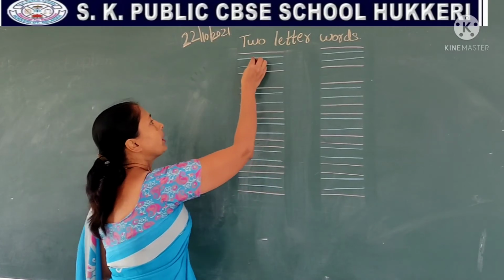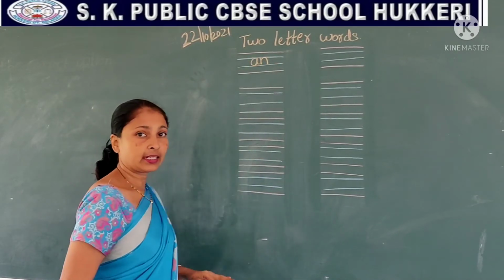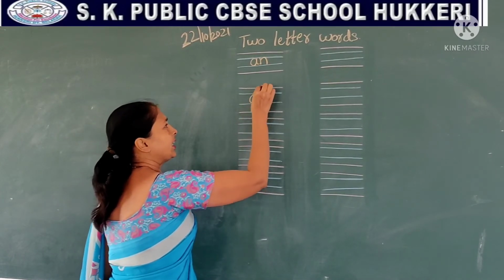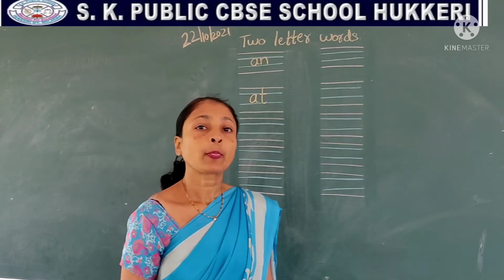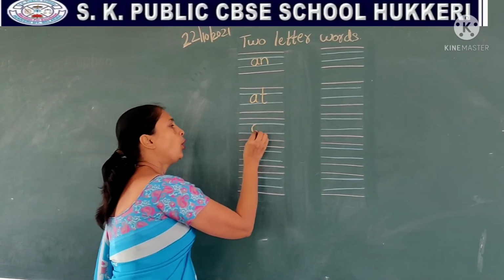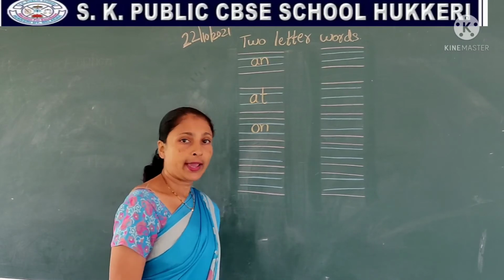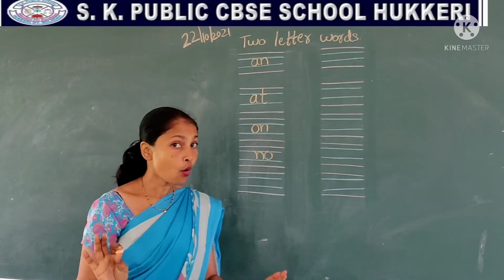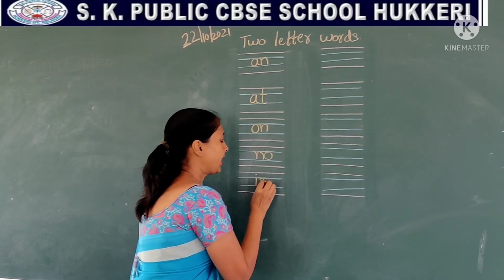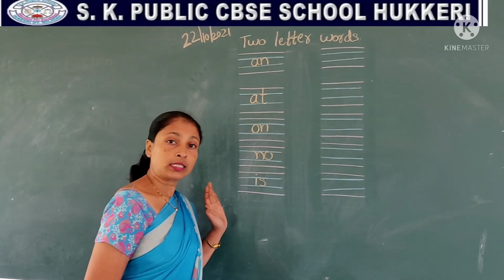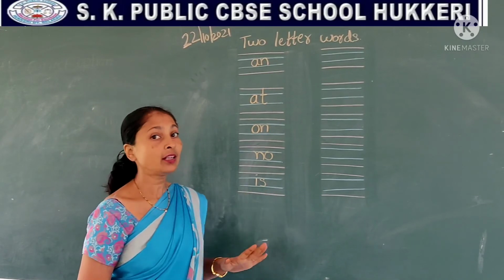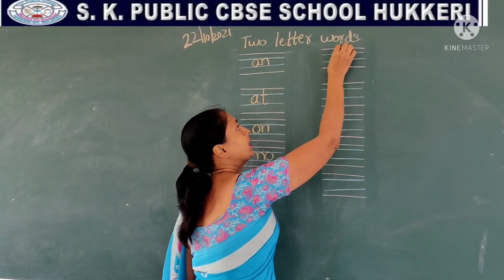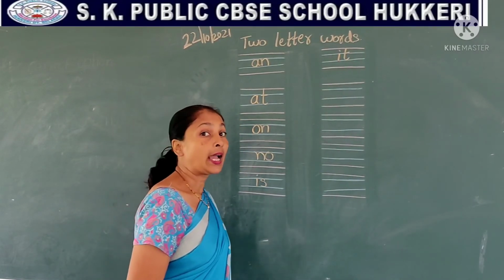Okay children, so first one is A-N, an. A and N is an. A-T, at. O-N, on. N-O, no. I-S, is. Children, see one thing, that I am writing all the words, all the letters, in small letters. Okay? So you also have to write in small letters. I-T, it.